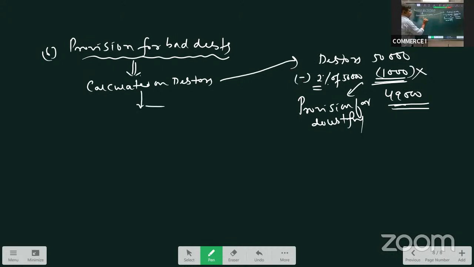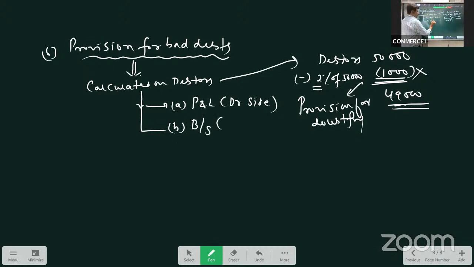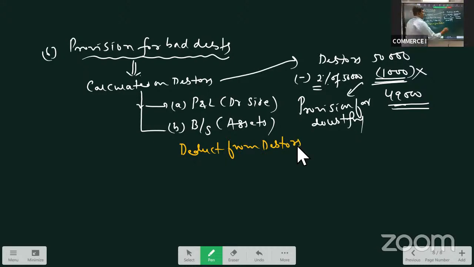And what are the two effects? One is, we will show it in P&L account, debit side. Provision for doubtful debts will show on the P&L account debit side. And the second one is in the balance sheet on the asset side. What we do is we will deduct the provision for bad debts amount from debtors. Okay, so this 1,000 rupees will show in P&L account. This we will show in balance sheet.